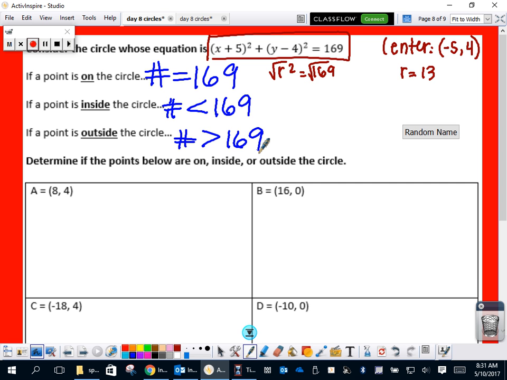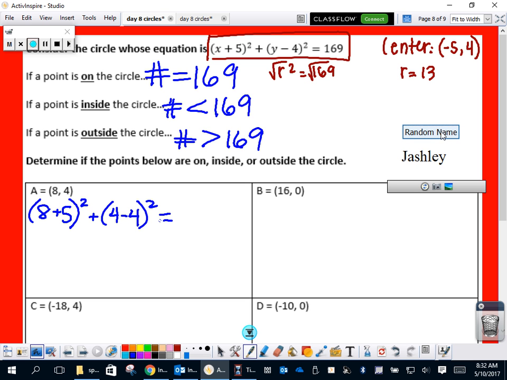Now, obviously, this 169 will change, and what your equation is will change. The process will not, though. Okay? All you do, you take your number, is 8 the x or the y? X. So you're going to do 8 plus 5 squared plus 4 minus 4 squared. Please put that in your calculator and tell me what you get.